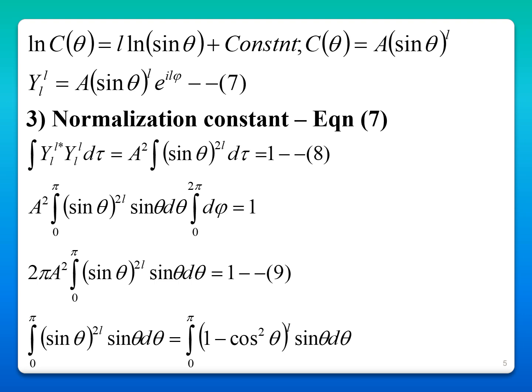So integral from 0 to 2π dφ is equal to 2π. So it is 2π A squared integral from 0 to π (sin θ)^(2L) sin θ dθ is equal to 1. And here now you have to integrate this. So this integral from 0 to π (sin θ)^(2L) sin θ dθ, that sin squared θ you can write as 1 minus cos squared θ. So it is integral from 0 to π (1 minus cos squared θ)^L sin θ dθ.